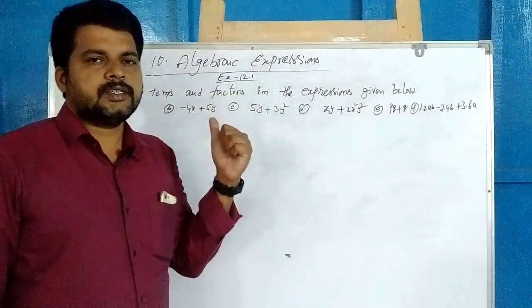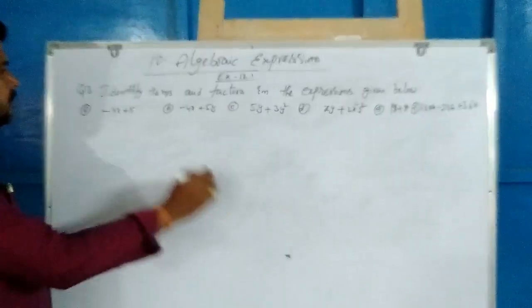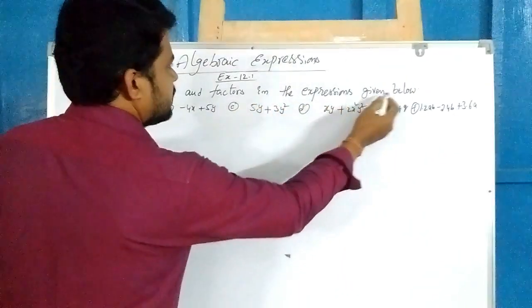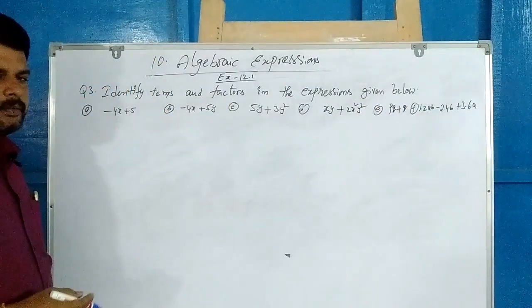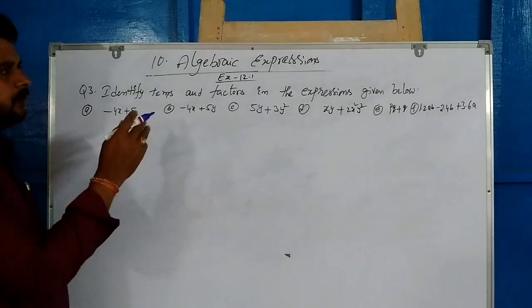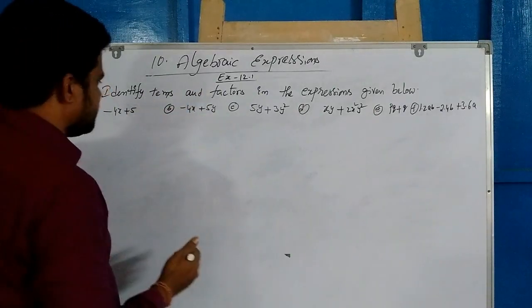So in the same exercise 12.1 we have question number 3. What is question number 3? Identify the terms and factors in the expressions given below. Same like the second sum, but there it had a tree diagram. Now we don't have any tree diagram. Directly we have to write terms and factors.